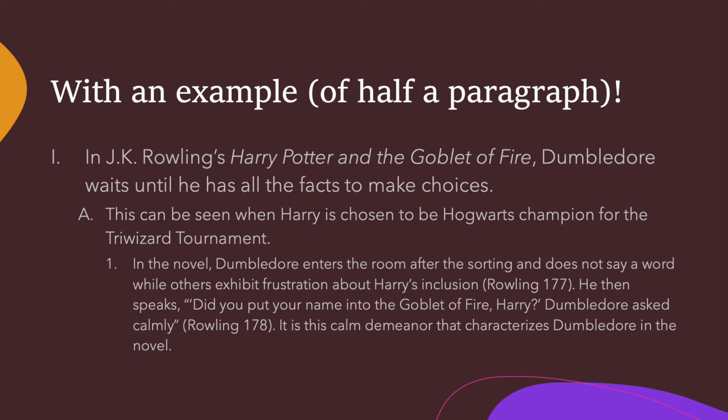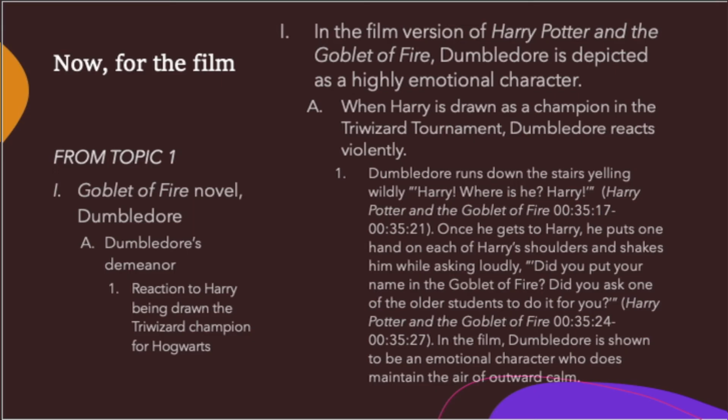That's a paraphrase, okay? He then speaks. Did you put your name into the Goblet of Fire, Harry? Dumbledore asked calmly. Another in-text citation, this time because of a quotation. And then we see the explanation. So it is this calm demeanor that characterizes Dumbledore in the novel. Cool, right? So we see that, he's kind of chill, he's relaxed, he waits, and he observes before he makes a judgment. Let's look at the next slide here, which is discussing the film, right?